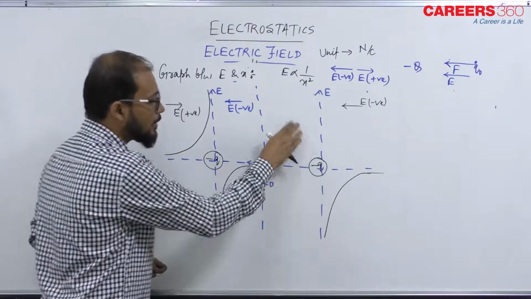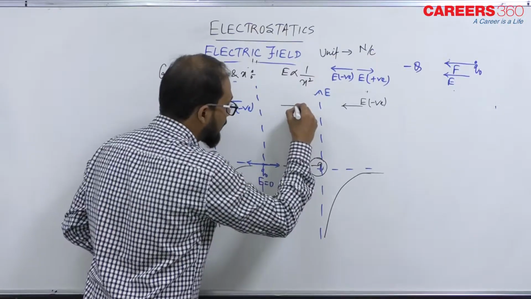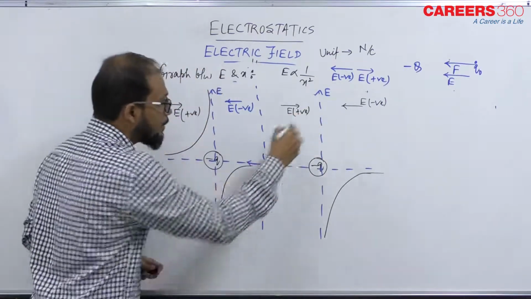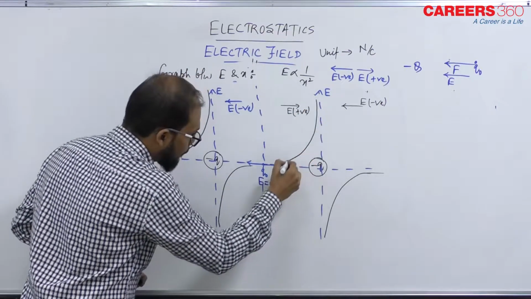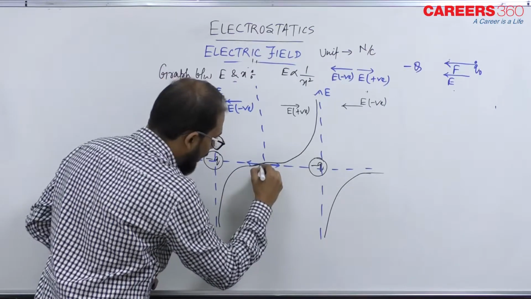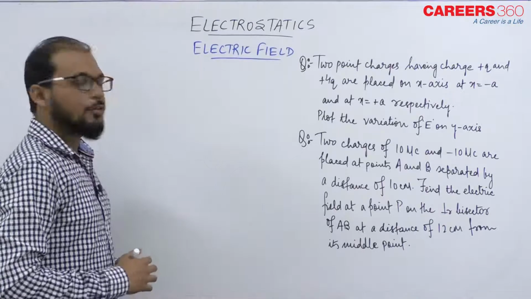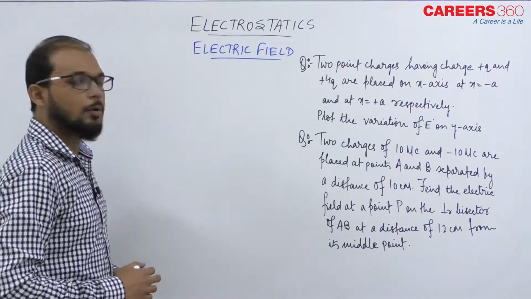And if we talk about this region, the electric field will be in this direction due to this minus q charge, and that will be positive, and that means it will be here like this, and it will cut the line here because here the electric field is becoming 0. Now let's do these two questions based on the concept of electric field.